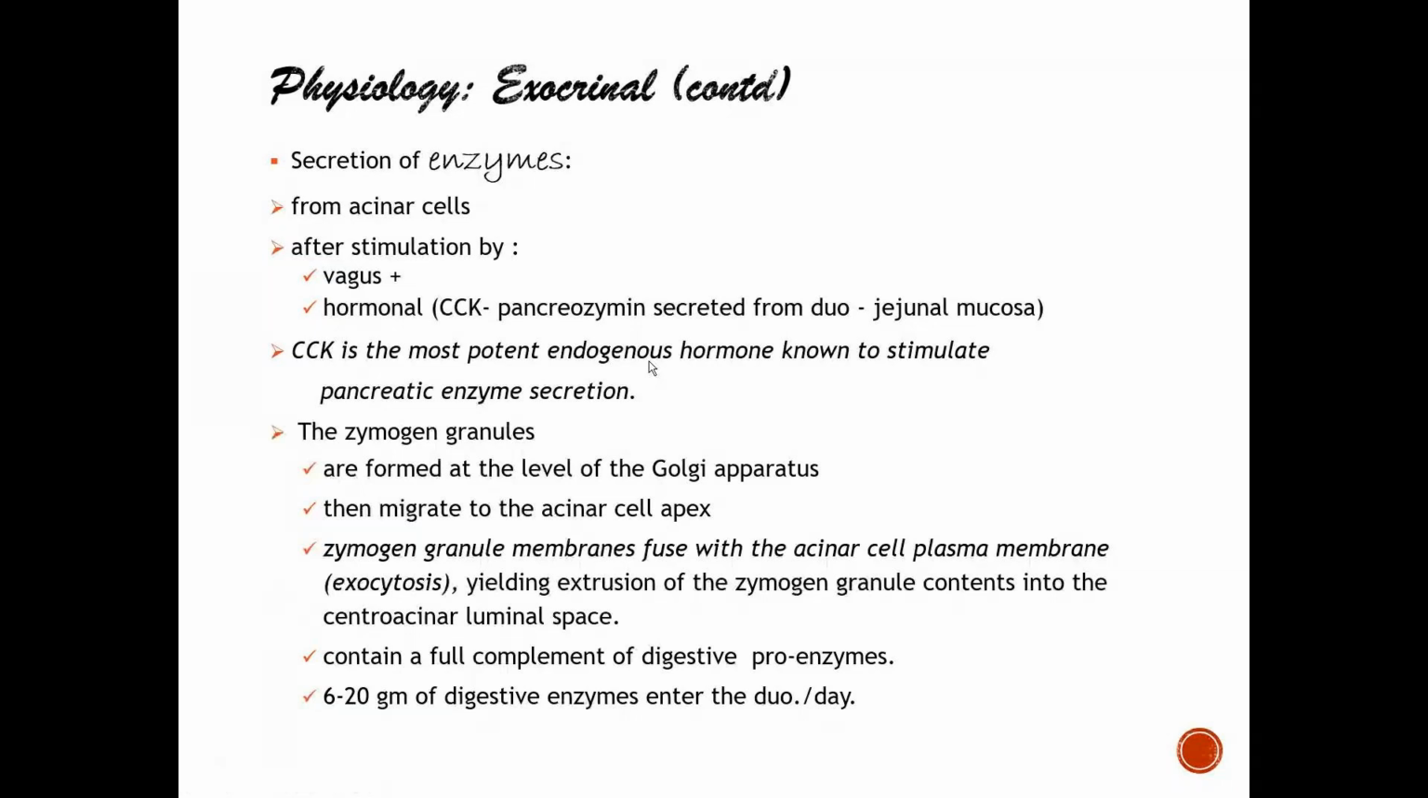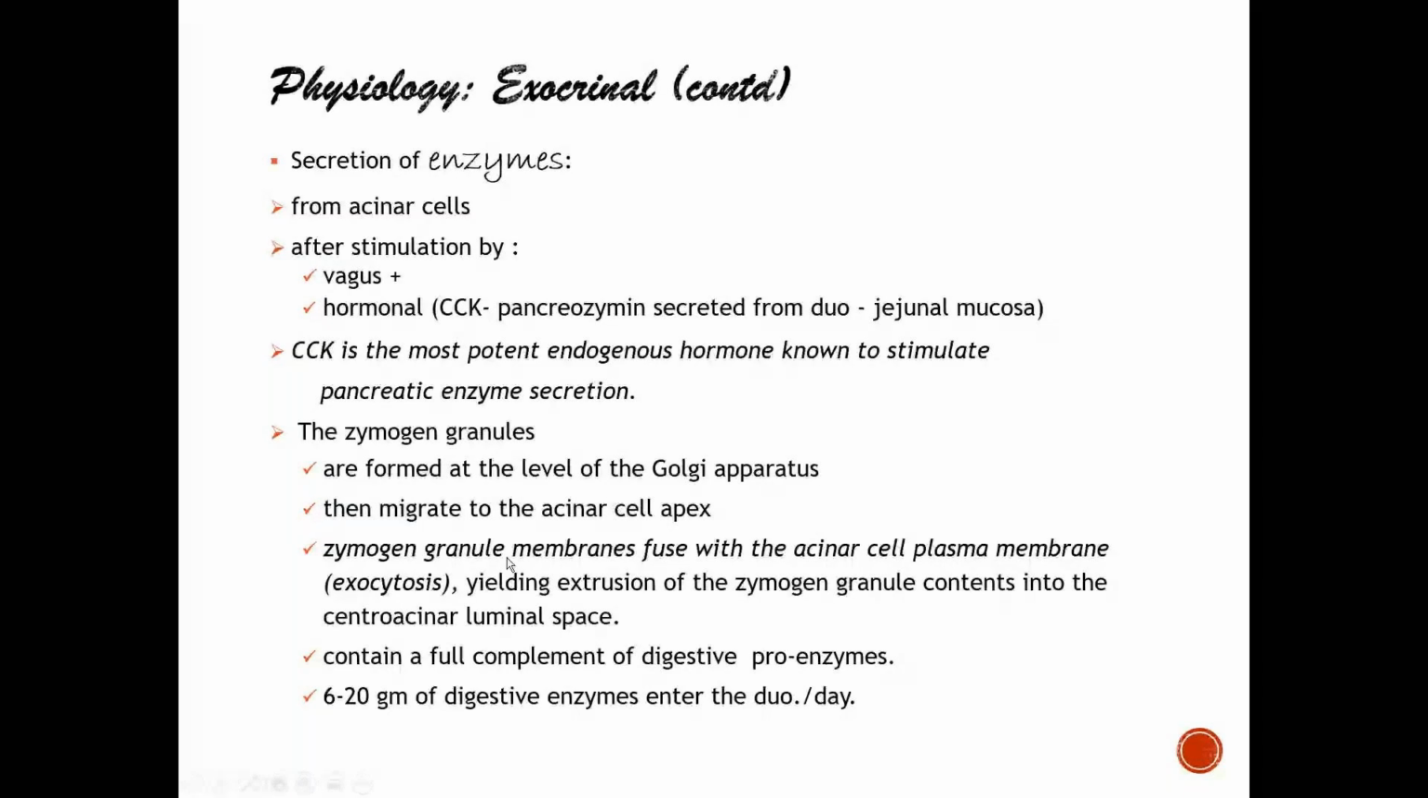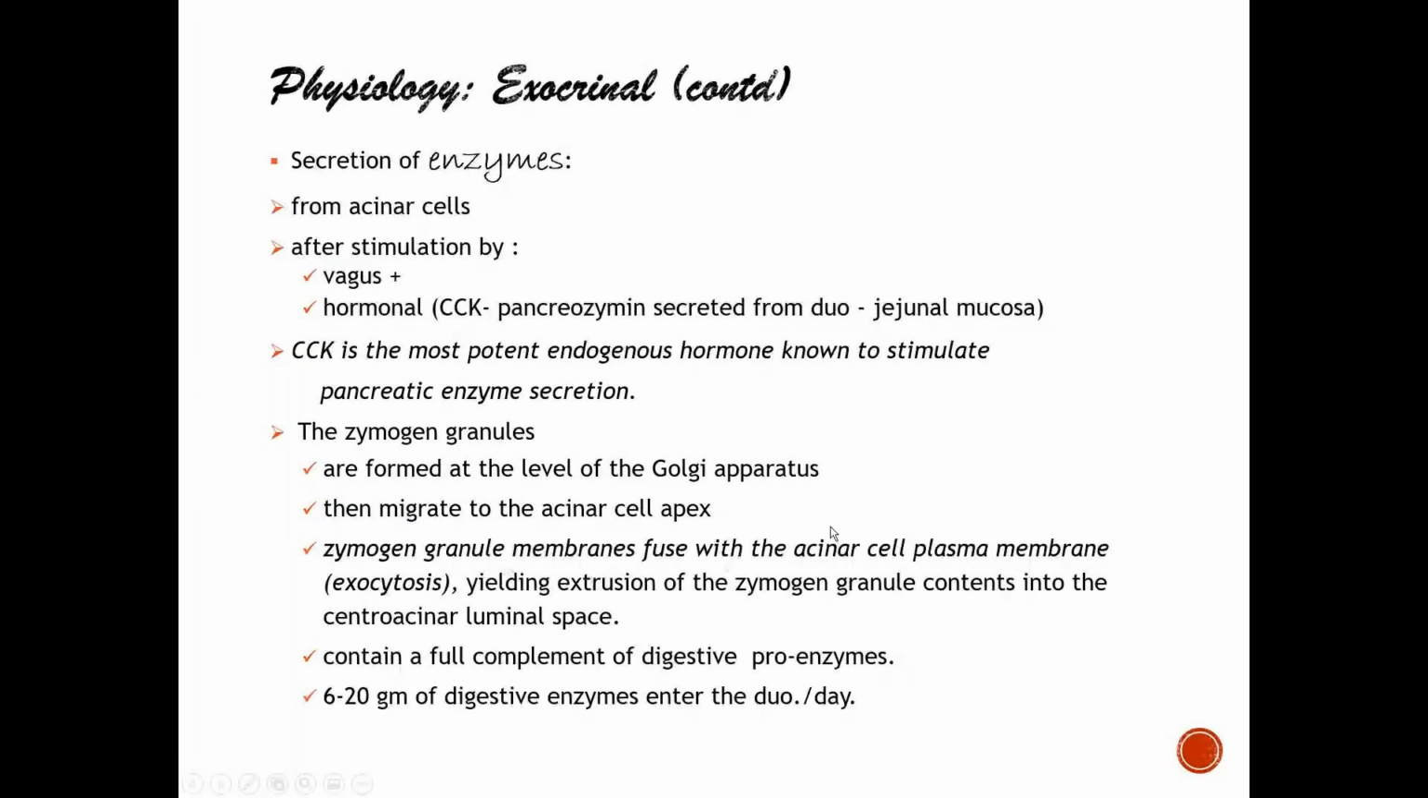So what is really happening at the level of the acinar cell? In the Golgi apparatus, the enzymes start forming. They migrate to the acinar cell apex. I showed you that in that particular figure. The zymogen granule membranes fuse with the acinar cell membrane and undergo exocytosis, yielding extrusion of the zymogen granule into the luminal space. That is, now they're lying inside the acinar lumen. And from the acinar lumen, now they start shifting to the ductular system, right?